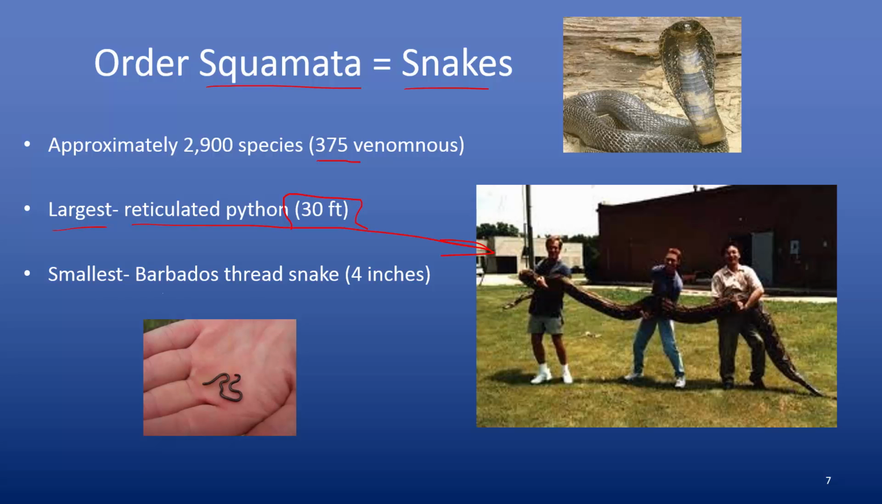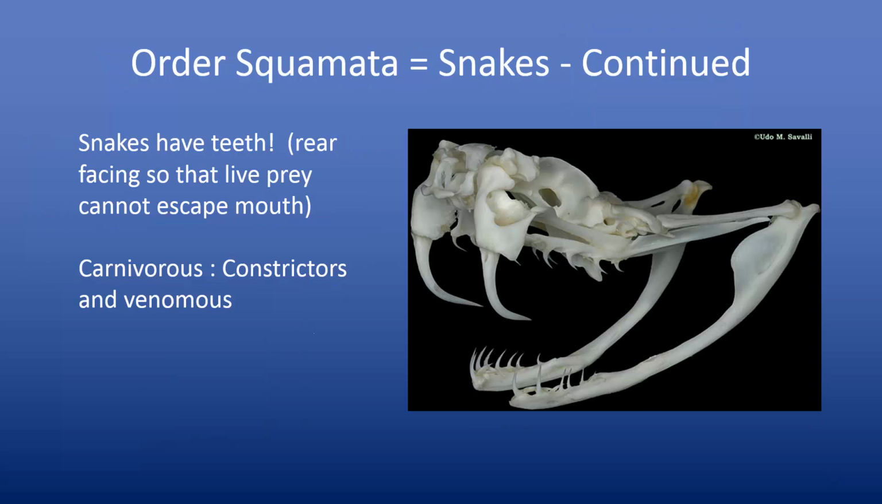The smallest one would be the Barbados thread snake. That's this guy. He only weighs in at about 4 inches.